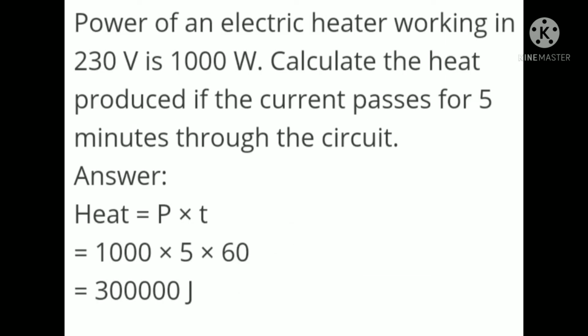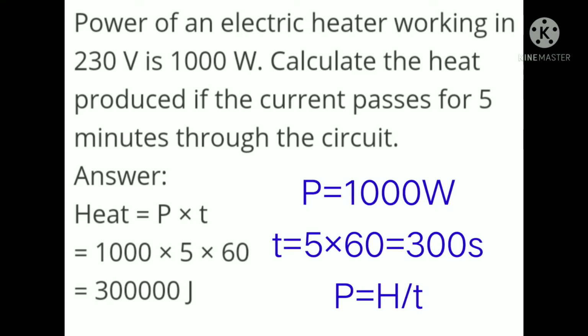Next problem. Power of an electric heater working in 230 volt is 1000 watt. Calculate the heat produced if the current passes for 5 minutes through the circuit. Firstly, we write the given factors. Power P is equal to 1000 watt. Time T is equal to 5 minutes. We can convert it into second. So 5 into 60 is equal to 300 seconds.